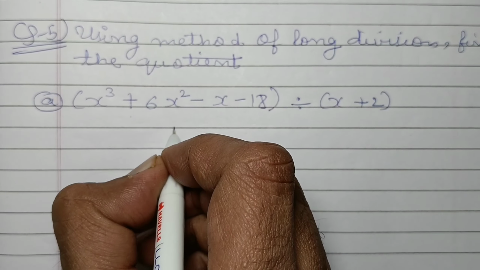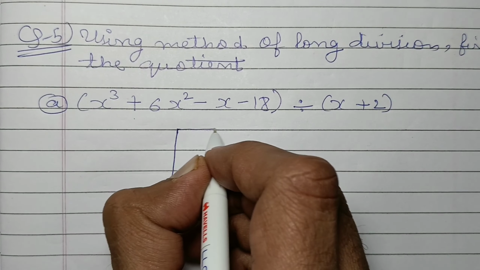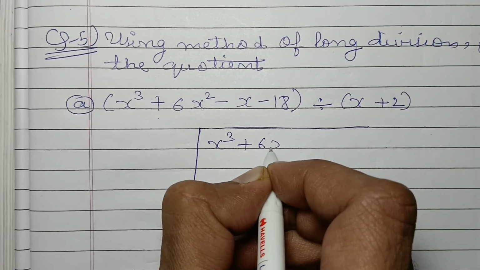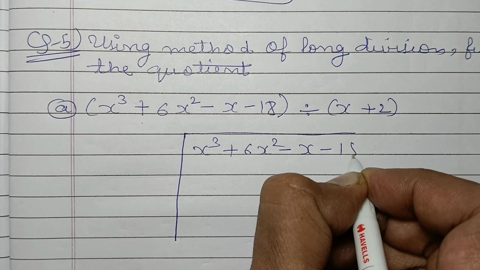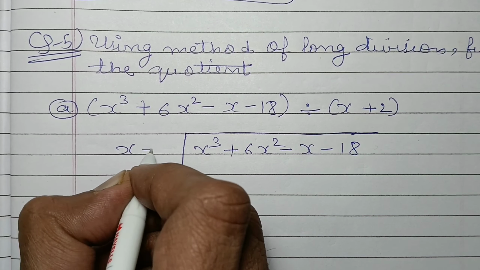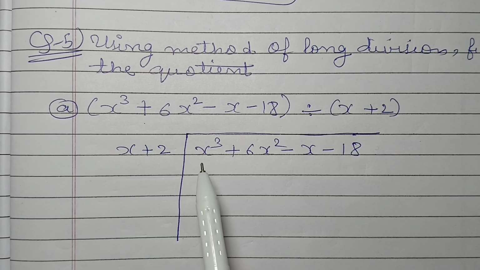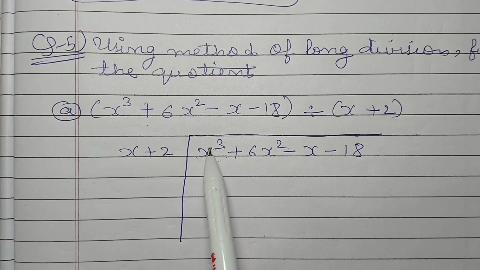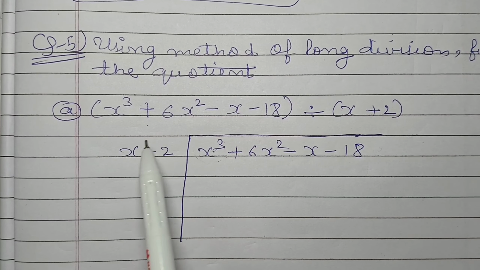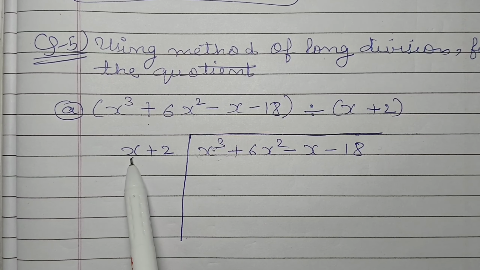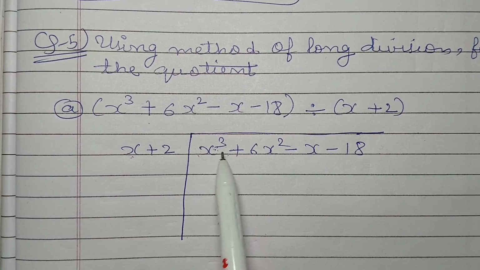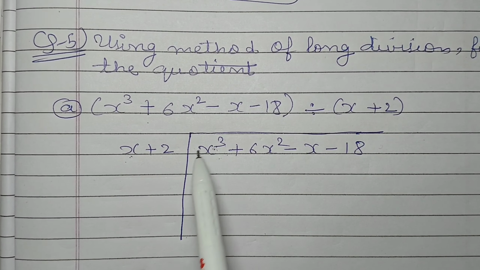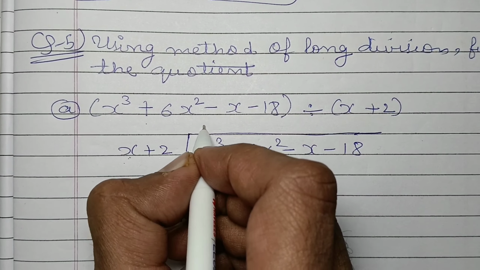So our dividend is x cube plus 6x square minus x minus 18, and our divisor is x plus 2. First, we divide the first term of the dividend by the first term of the divisor. If I divide x cube by x, we get x square. So I will put x square here.